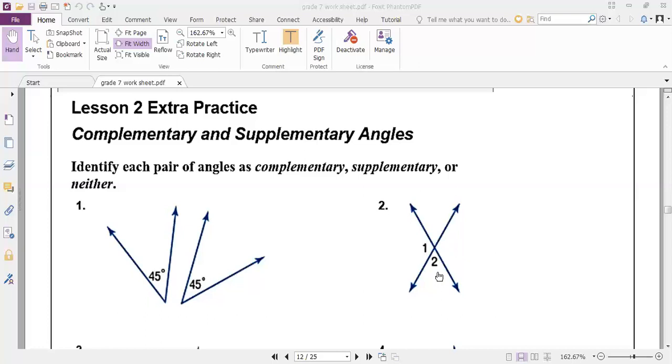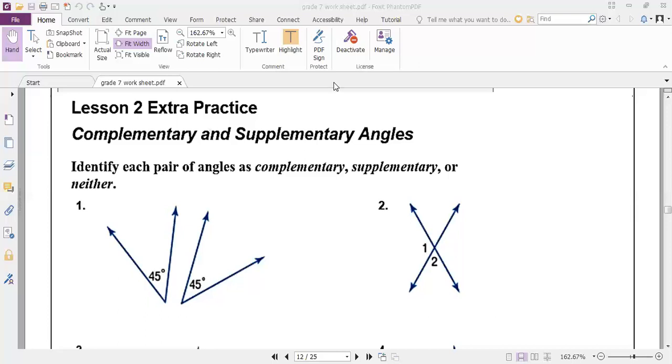I can call them something else too, because they make a big angle whose measure is 180. I can call this angle a straight angle. So I can say that these two angles are supplementary. If the sum is equal to 90, I call it complementary. Complementary means I have two angles whose sum is 90 degrees. If the sum of their measures is equal to 90, I call them complementary.